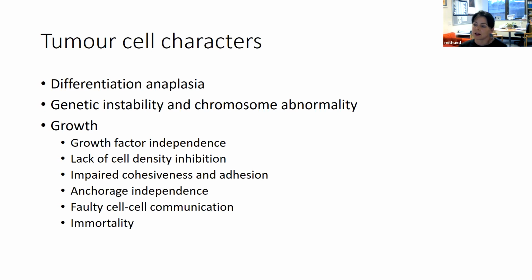And so key factors are it becomes independent of needing growth factor signaling. Normally cells can know that other cells are nearby, so it doesn't have an awareness of cell density. It will still grow irrespective of whether there's enough cells there. It has impaired cohesiveness and adhesion, so it's not sticking to its cell membrane. It doesn't talk to the other cells, and then it becomes immortal.